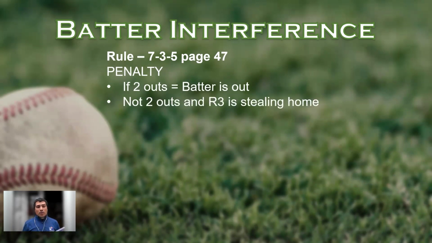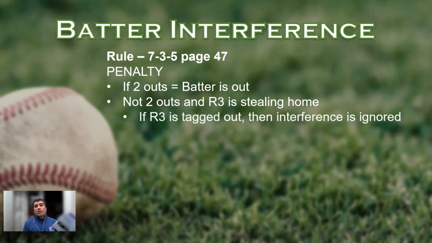Now things get a little different if there's not two outs, so that means there's no outs or one out. If R3 is stealing home, so we have a steal of home, in that scenario, if R3 is tagged out, we're going to ignore the interference, just like what it said when we were talking about the delayed dead ball. If there's a play at the plate and the batter interferes and R3 is out, we're going to ignore everything. The out stands and the batter still stays at the plate.